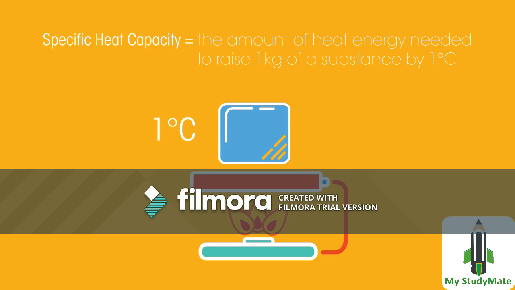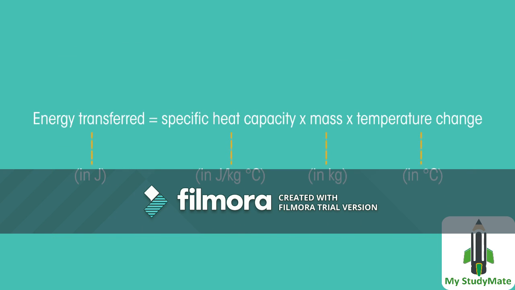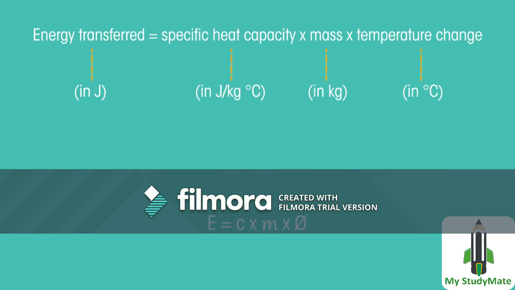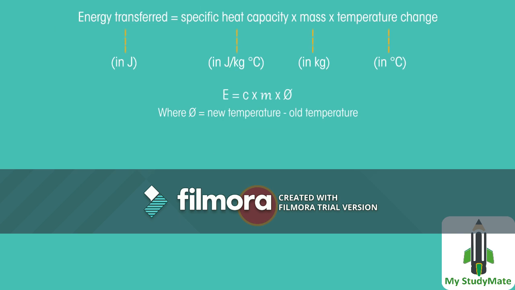Different materials have known specific heat capacities, but we aren't always given a table like this. So we need to know how to calculate specific heat capacity ourselves. We have this equation, which can be written in symbols like this. The energy transferred is the heat energy absorbed or released. This equation can also be rearranged. To work out the temperature change, subtract the old temperature from the new temperature.